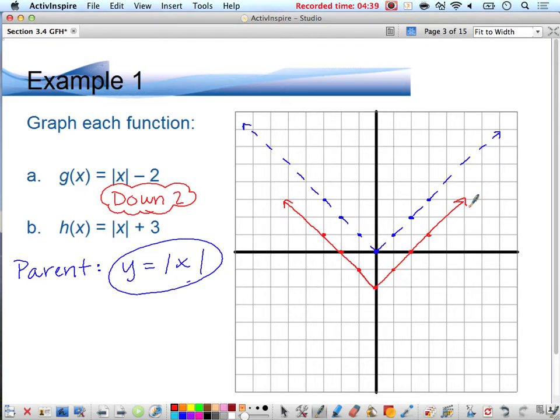Now let's talk about the absolute value of x plus 3. This is the same as the parent, except it has been shifted up 3 units. This is your vertical translation. So we take every point on the parent and we move it up 3 units. 1, 2, 3. This gets old. Maybe next time we'll only put 3 to 5 points instead of all of these.